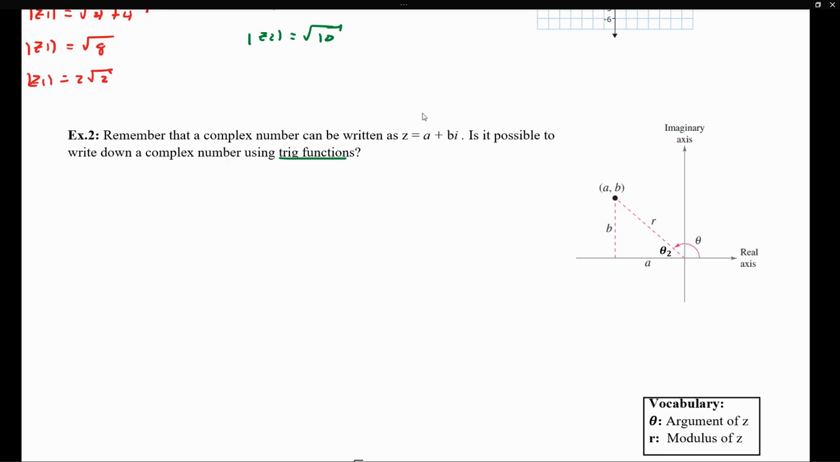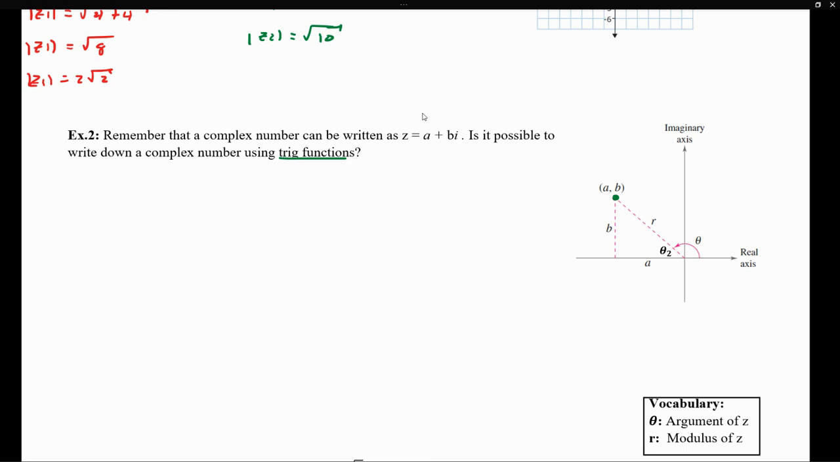Now the question is, is it possible to write down a complex number using trig functions? Well, let's see. Here, imagine that we want to represent this point right here, (a, b), using complex numbers. So here we have a complex number whose real part is negative a, and whose imaginary part is positive b.